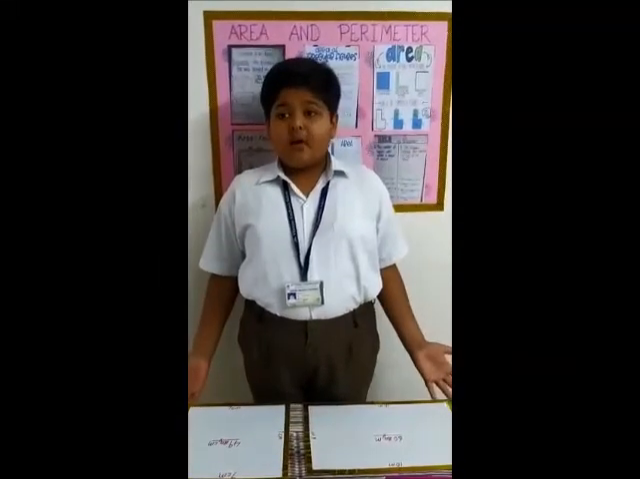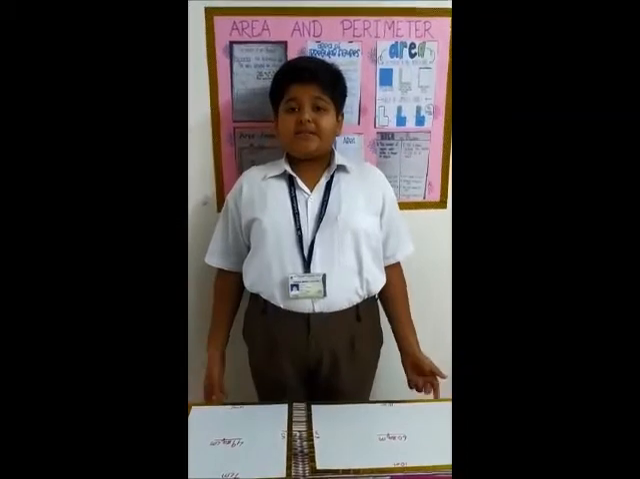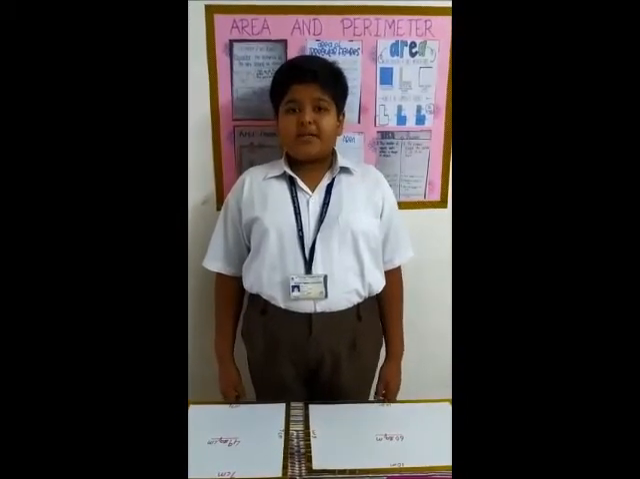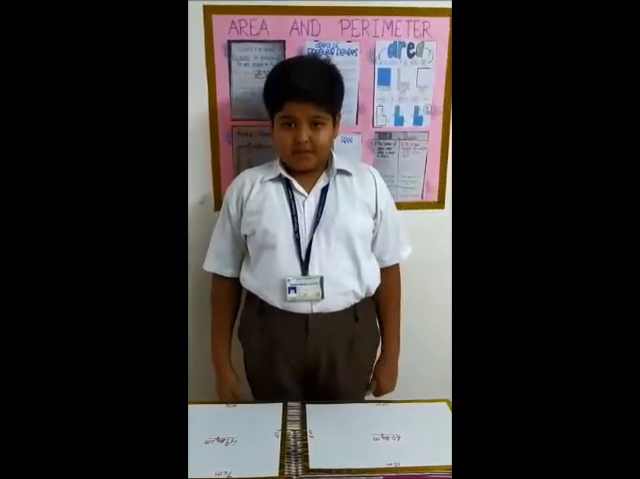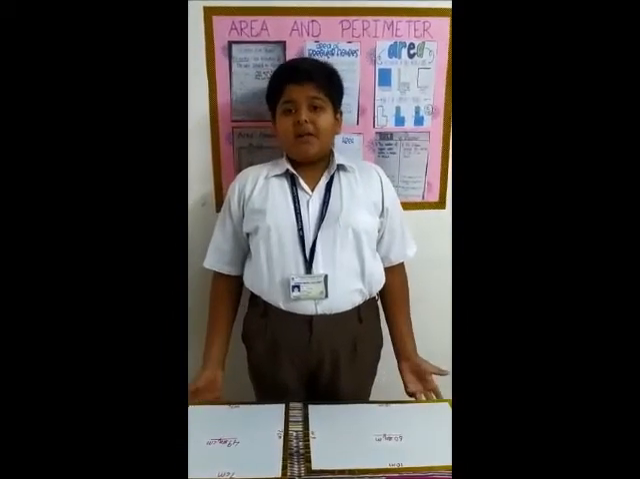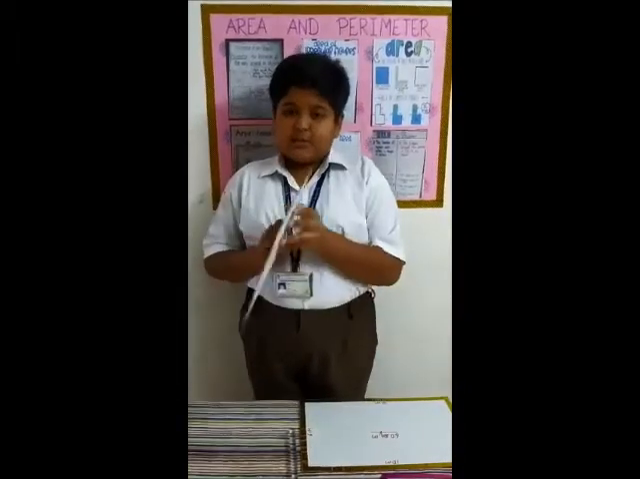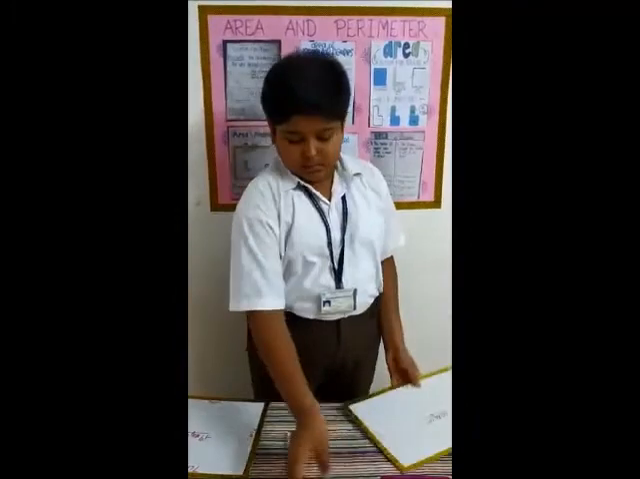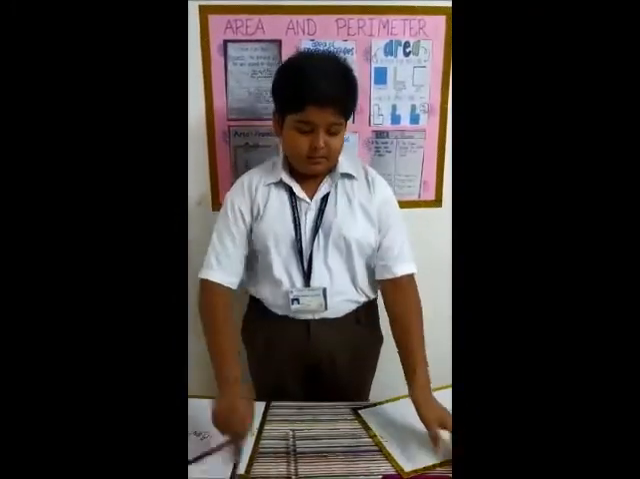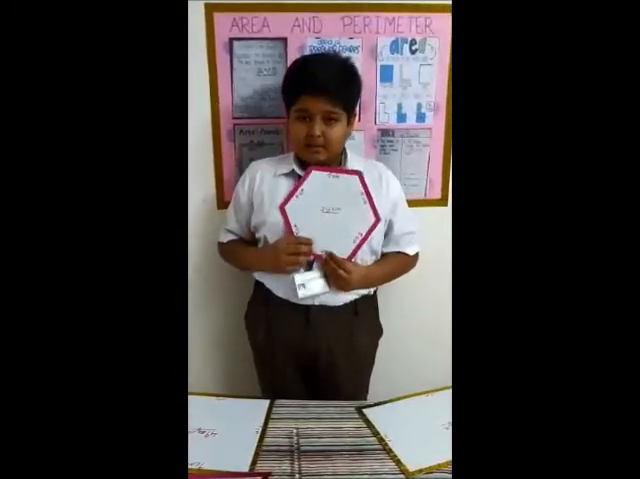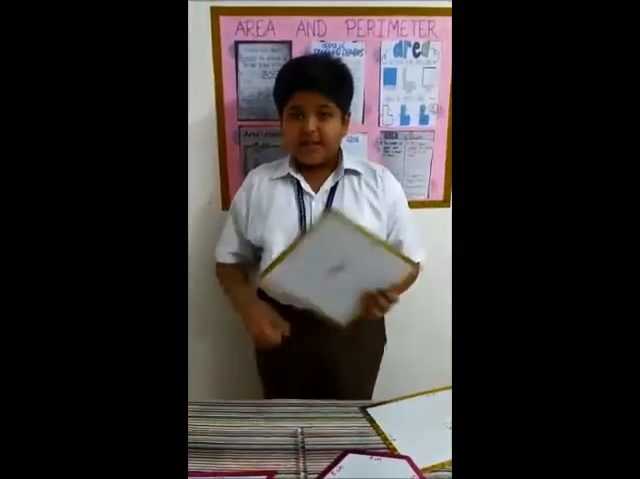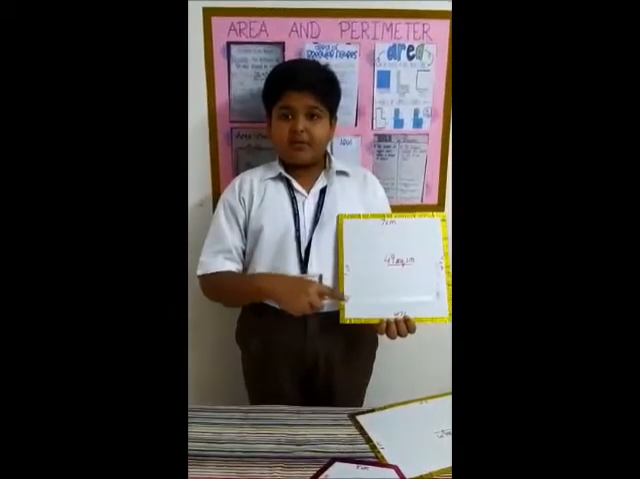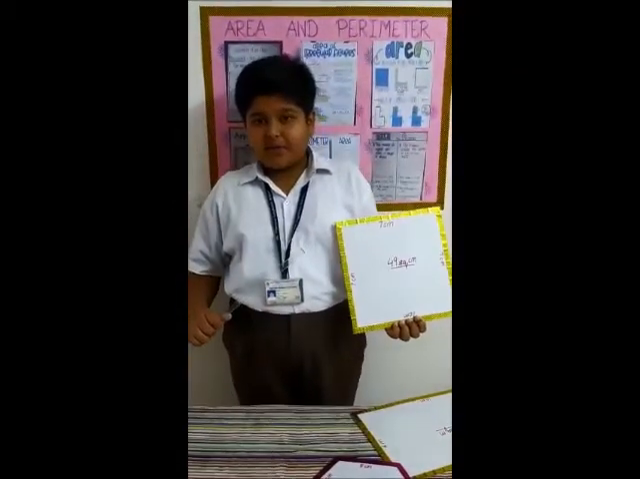Good afternoon, one and all present here. I, Kapish Agarwal from class 6B junior section, am going to explain the topic area and perimeter. As we all are familiar with some closed figures such as square, rectangle, triangle, and hexagon. A closed figure has three parts: the edge or boundary of the figure, the interior of the figure, and the exterior of the figure.